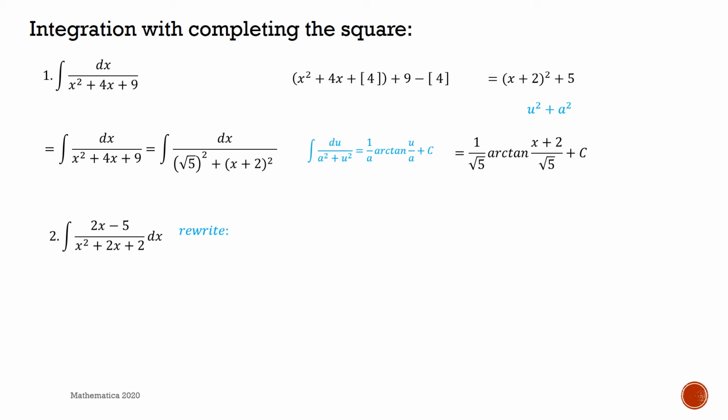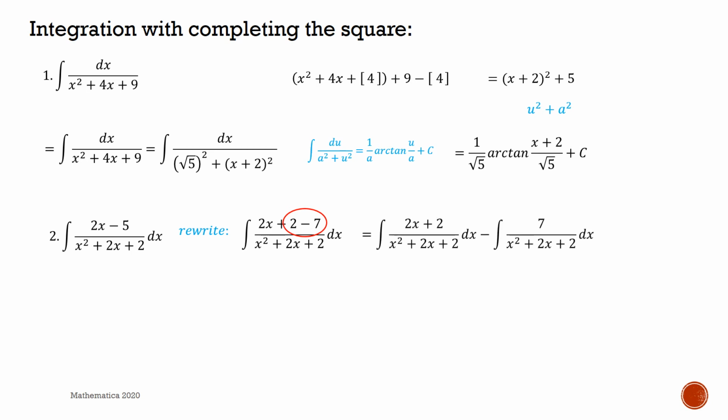Now, if I take a look at this thing, the first thing that comes to mind is ln u, u prime over u. Now, u prime would be 2x plus 2, but I have 2x minus 5. So, is there a way that we can simply rewrite negative 5? And there is. I can simply rewrite negative 5 as 2 minus 7. Why am I doing this? Because I need to realize that this can be rewritten with two integrals. So the first one becomes 2x plus 2 over x squared plus 2x plus 2, and the other one becomes 7 over x squared plus 2x plus 2.